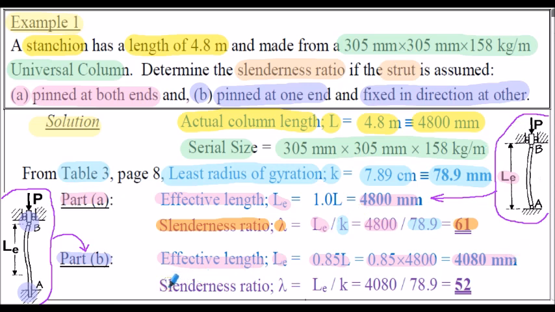So our revised slenderness ratio, lambda, LE divided by K, the effective length now is different, but the least radius of gyration remains the same. That evaluates to a slenderness ratio of 52. So example 1 there is outlined how we calculate slenderness ratios of our various struts.